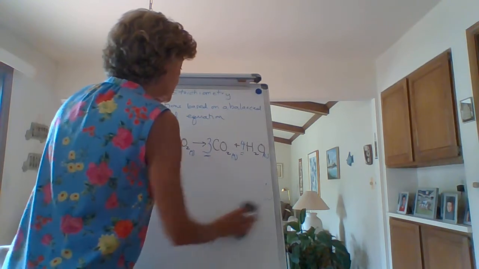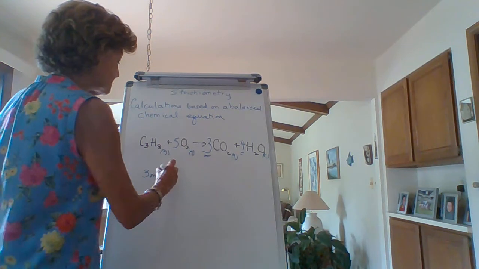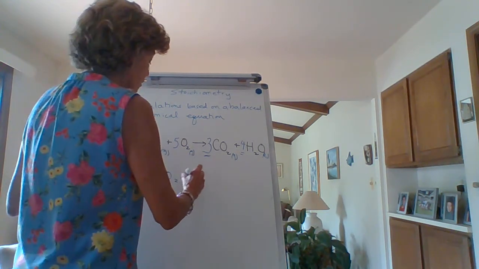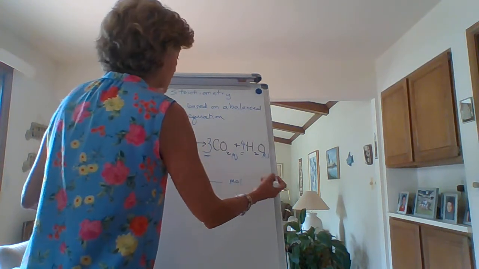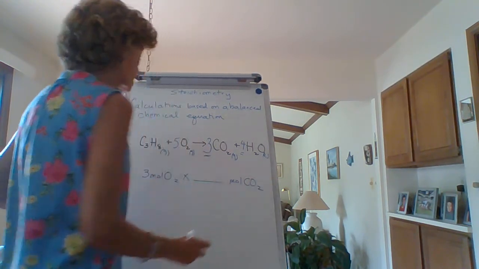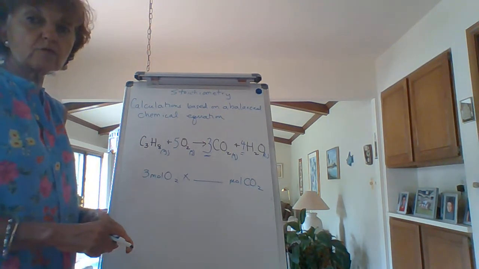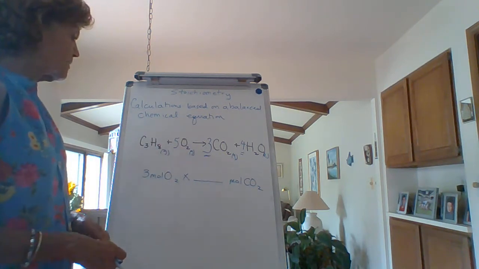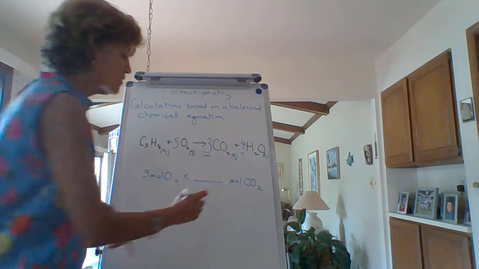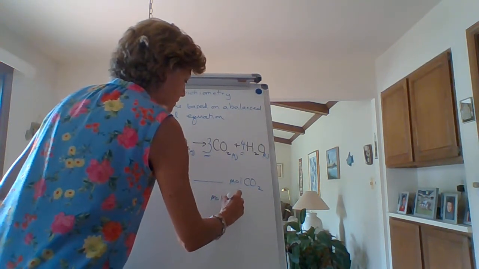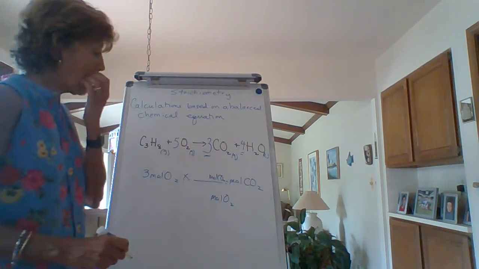Let's say you had 3 moles of oxygen, and you wanted to know how many moles of carbon dioxide will be produced. So you're going to use up 3 moles of oxygen. You want to know how many moles of carbon dioxide will be produced when you're grilling. Okay? All right, you want to get rid of moles of oxygen. You put moles of oxygen down here. You want to end up with moles of CO2. You put moles of CO2 up here.